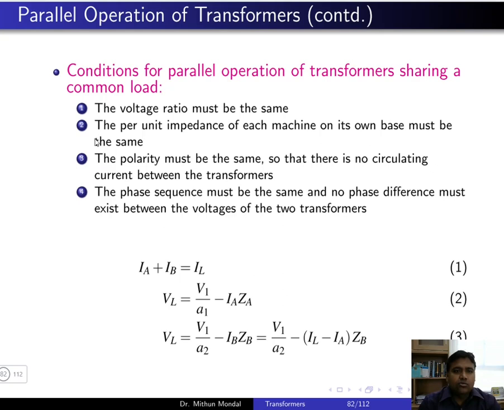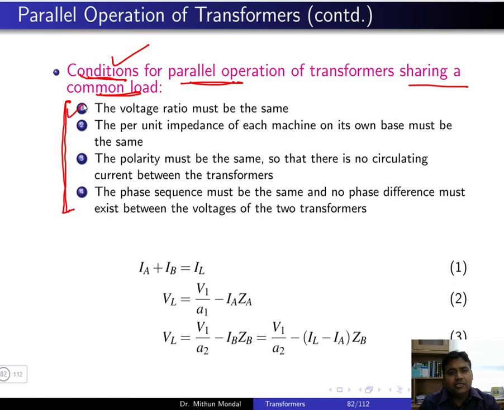Now we have discussed the necessity of parallel operation. Now we will discuss the conditions for parallel operation. What conditions need to be met for the parallel operation of transformers to share a common load? The load on the two transformers is common. What conditions must be met so that there is no problem in doing the parallel operation? These 4 points are important.